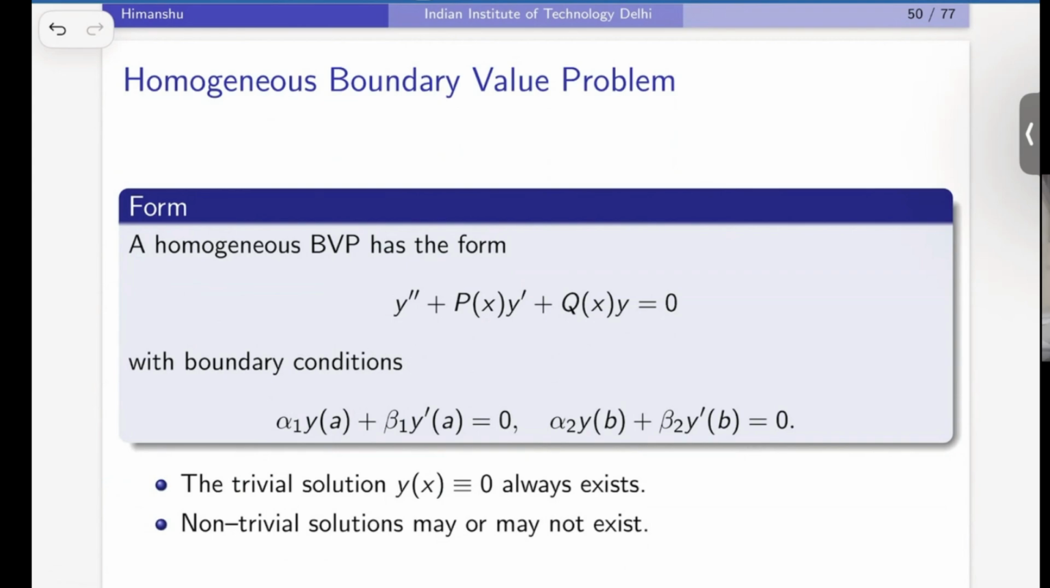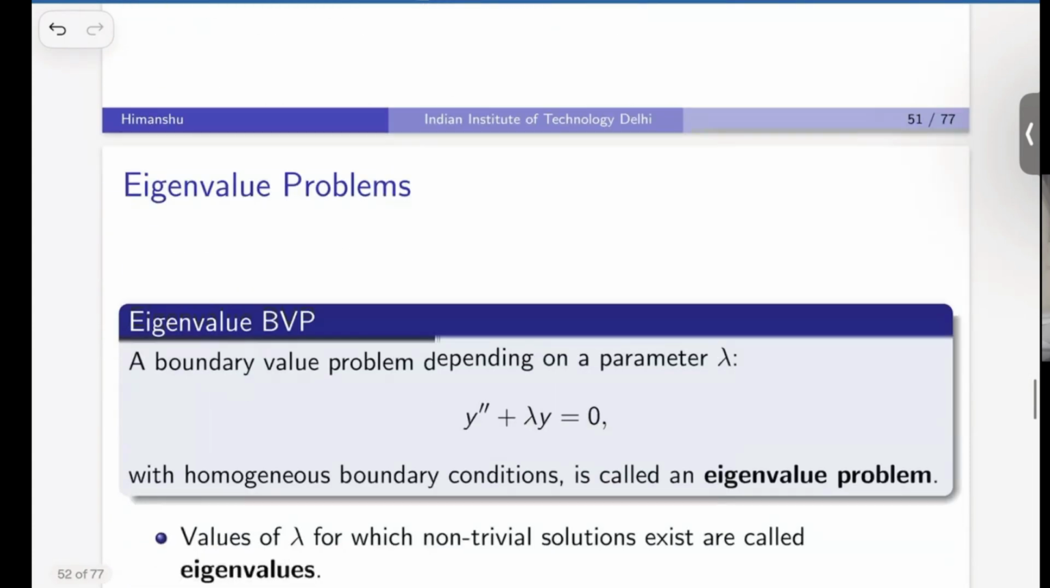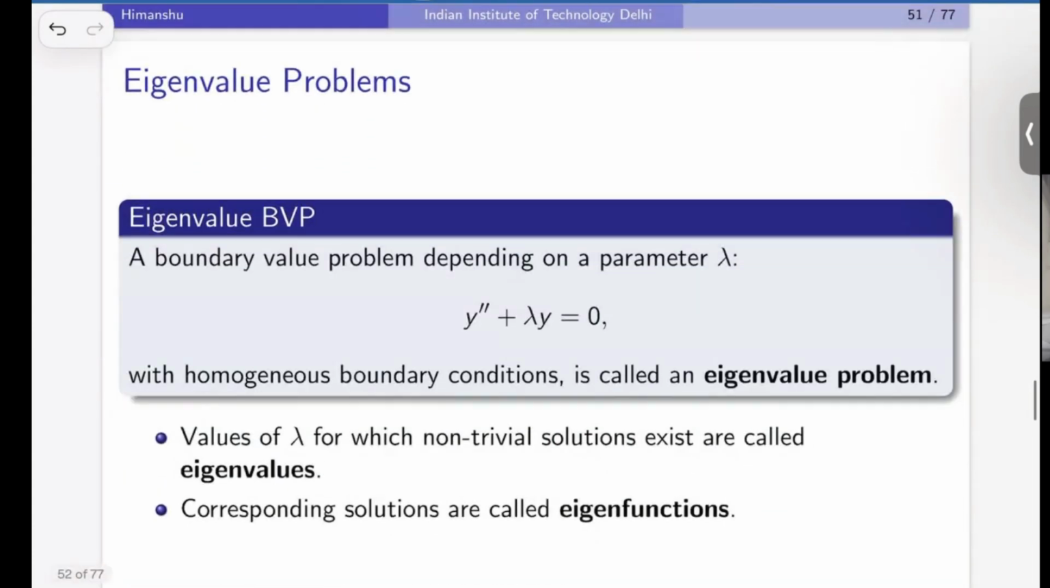Here one more condition is needed that I forgot to write, which is alpha 1 square plus beta 1 square is not equal to 0. So alpha 1 and beta 1 cannot both be 0 simultaneously. Similarly, alpha 2 and beta 2 together cannot be 0. And we know that y(x) equals 0 will always be a solution. So we are interested in the non-trivial solutions. This is the motivation for having eigenvalues and eigenvectors here.